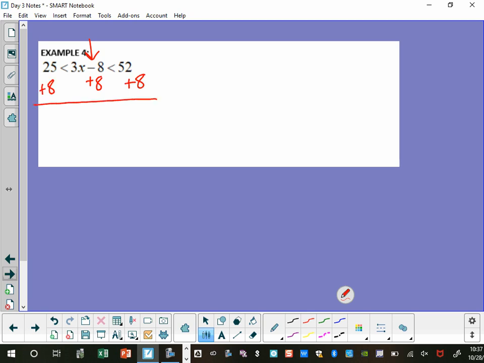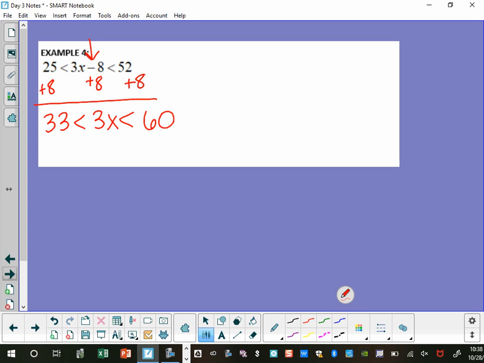So I'm left with, what's 25 plus 8? 33. I'm left with 33. My inequality sign. I still have 3x in the middle. Inequality sign. And then 60, because 52 plus 8. All right, so now what am I left with here?